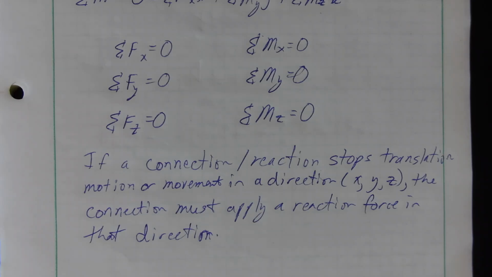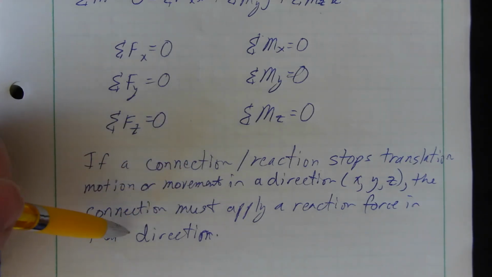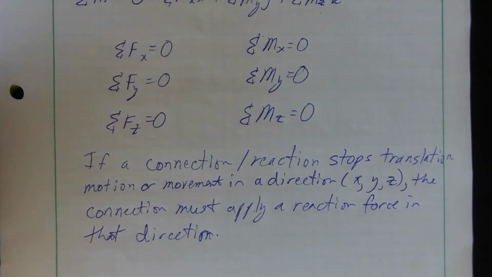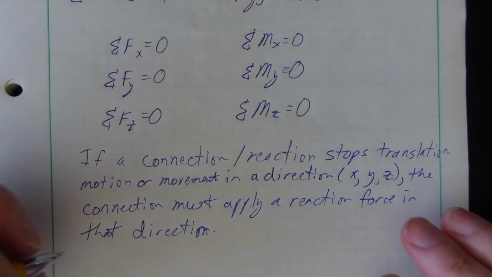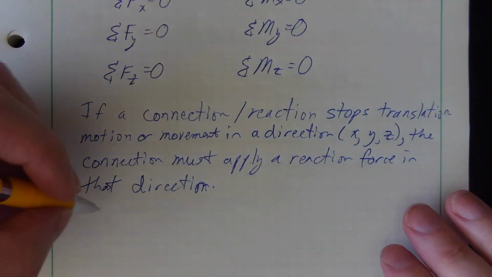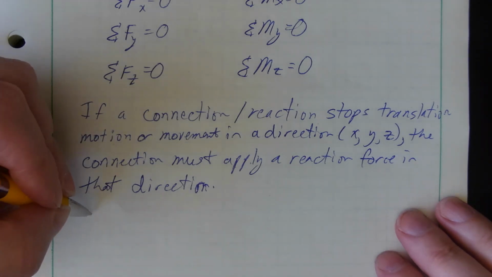You will find a table that basically breaks this down for you and says, here are some common types of connections. Here are the reaction forces that type of connection will apply. And what you will find is, when we look at 2D, there are very rarely reaction moments. But in 3D, there are often many more connections that will have reaction moments.